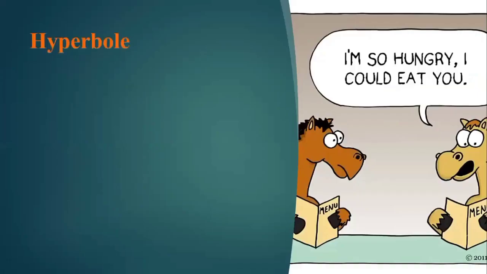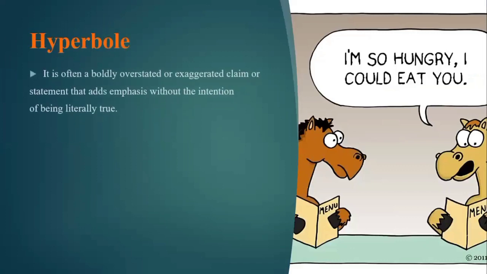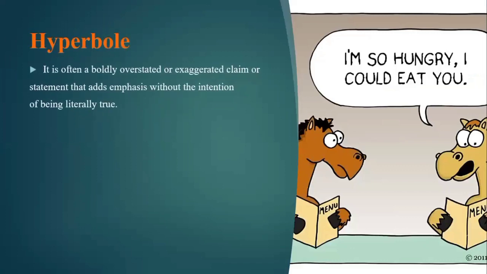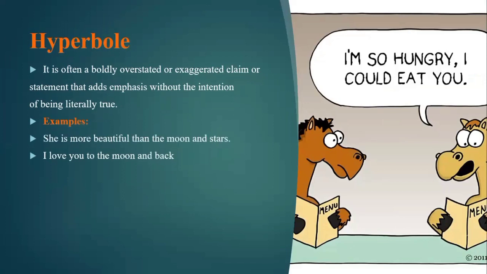The next one is hyperbole. It is often a boldly overstated or exaggerated claim or statement that adds emphasis without the intention of being literally true. For example, she is more beautiful than the moon and star. I love you to the moon and back. In picture, you are seeing that I'm so hungry, I could eat you. This is also an example of hyperbole.